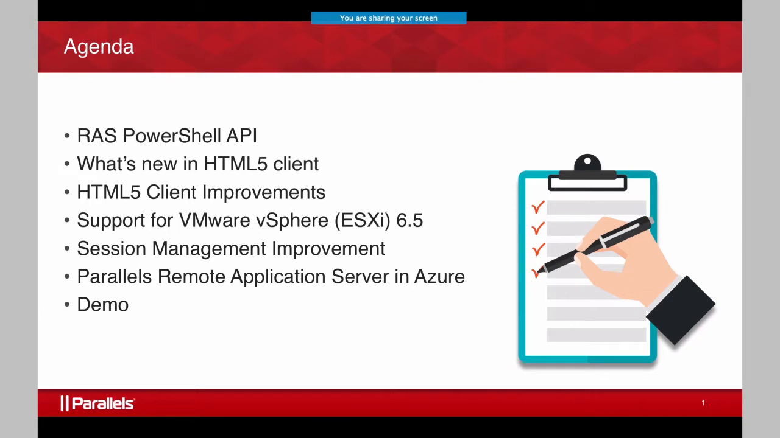So the agenda today is to talk about our new RAS API that leverages PowerShell. What's new in our HTML5 client, support for VMware vSphere. So if you're using vSphere 6.5, now we support VDI use cases. And we have made significant improvements in session management, and Remote Application Server is now available on Azure. Azure was launched initially last year, but now we are promoting this particular use case more and more.